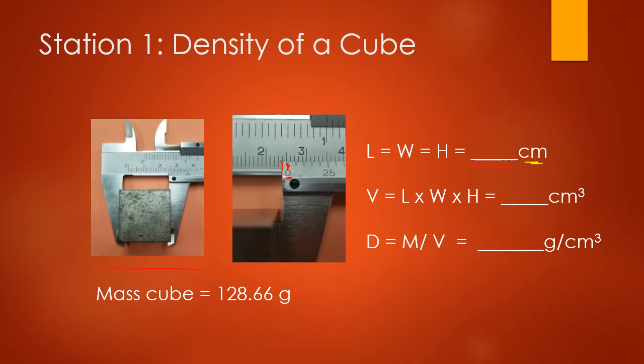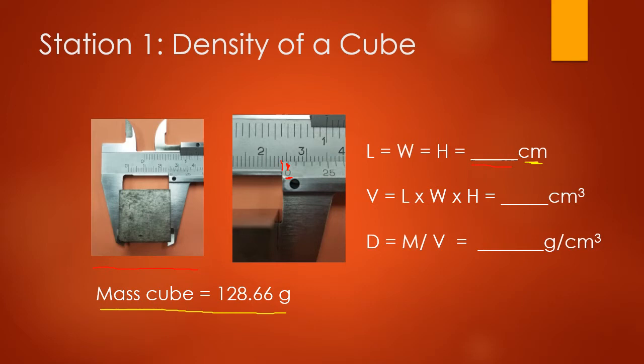With the measurement done, let's look at the mass. For the mass of the cube, I took the cube and put it on one of the scales in lab, and you can see the mass down below the pictures, 128.66 grams. So you can include that in your data sheet as well.